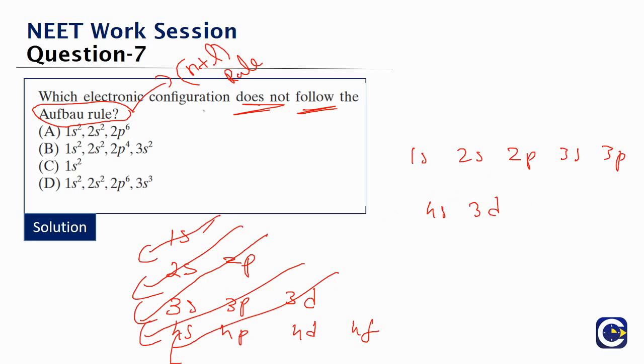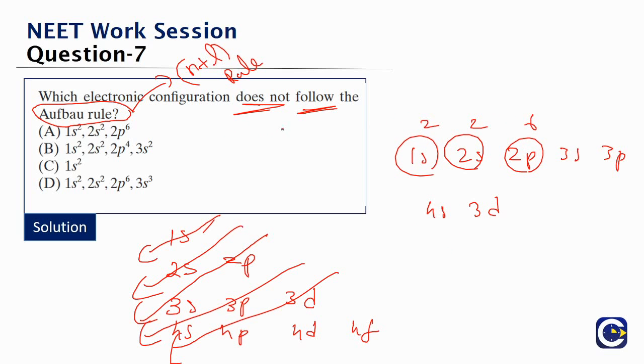Anyway, the question is which of these configurations does not follow the Aufbau rule. The basic point of the Aufbau rule is that electrons are filled in the increasing order of these subshells. And we have to completely fill the previous subshell, then go to the next: first completely fill 1s, then go to 2s, then completely fill 2s, then go to 3s. Look at option A. It is 1s2, 2s2, 2p6. So 1s we filled, then 2s, then 2p. No problem with that.